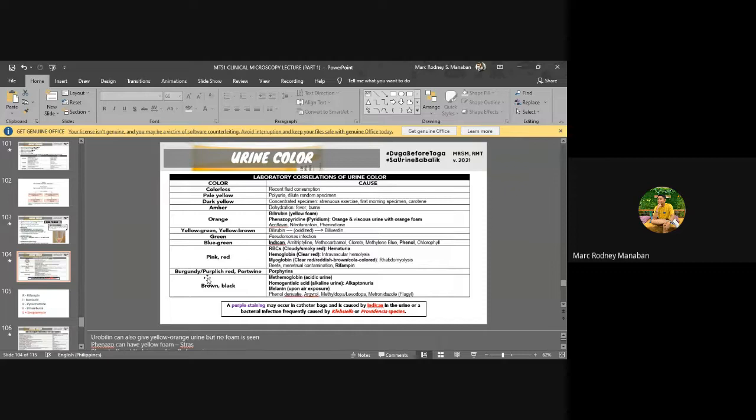Next, brown and black. This is a bit difficult to distinguish. Number one, you have methemoglobin. If the urine is acidic, you have homogentisic acid seen in patients with alkaptonuria if alkaline urine, and melanin if upon air exposure or light exposure. Take note of that. In practice, we may have difficulty differentiating the cause.